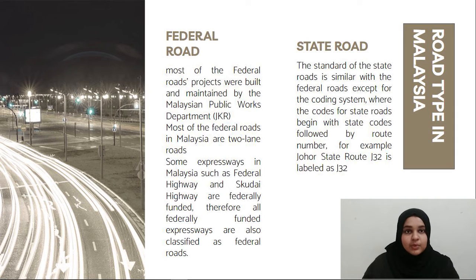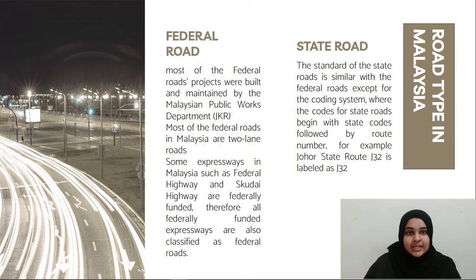Okay, so for our literature review, we found that there are two types of road in Malaysia. Firstly is the federal road and second is the state road. So what is a federal road? Federal road projects were built and maintained by the Malaysian Public Works Department, which is JKR. Most of the federal roads in Malaysia are two-lane roads, and some expressways in Malaysia such as Federal Highway and Skudai Highway are federally funded. Therefore, all federally funded expressways are also classified as federal roads.